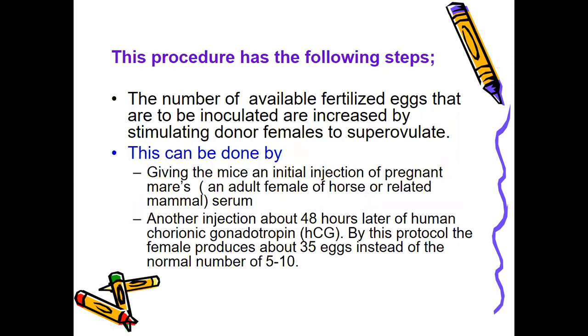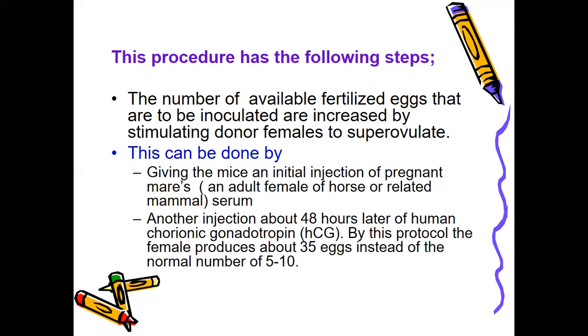The procedure is, the number of available fertilized eggs that are to be inoculated is increased by stimulating donor females to superovulate. Then mice will be given an injection of pregnant mare's serum, and after about 48 hours another injection of chorionic gonadotropin, that is HCG.